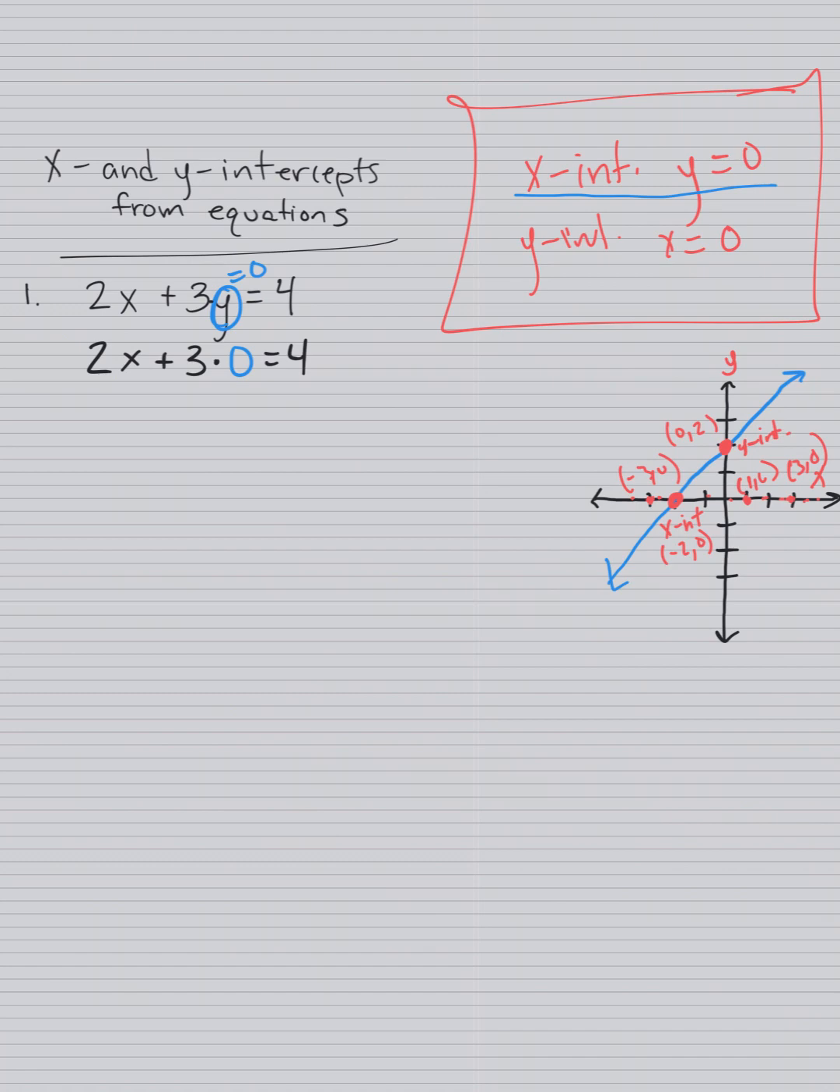And then I just solve. So 2x, there's nothing I can do with 2x yet, so that's going to stay 2x. 3 times 0 is 0. And I can simplify this a little bit, because adding 0 is not going to change anything, so I can just get rid of the plus 0. So if 2x equals 4, think back to solving one-step equations. This means 2 times x, so the opposite is divide by 2. X equals 4 divided by 2 is 2. So then this is the x-intercept. The ordered pair for that is going to be 2, 0.